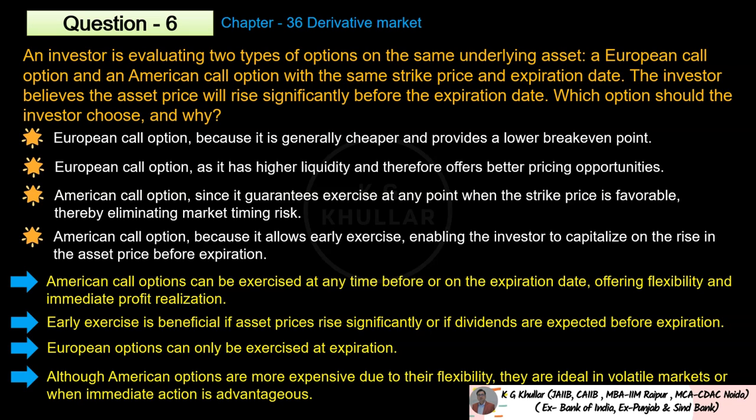But friends, please note, while American options typically cost more due to their flexibility, this additional cost is often justified in situations where market conditions are volatile and the investor desires the flexibility to act swiftly. Thus, the American option aligns best with the investor's expectation of a significant rise in asset price before expiration, and therefore making it the optimal choice. Now, as far as this question goes, the correct option is option D.